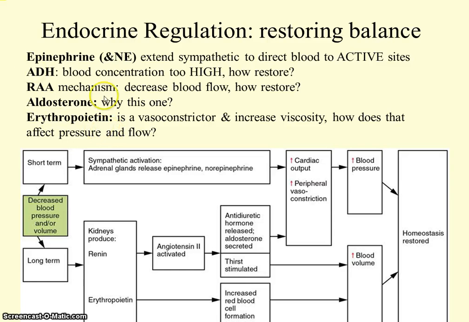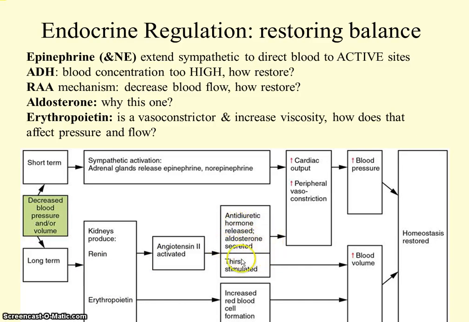All right? So here we look at, again, the short-term, long-term decrease in blood pressure or volume. So here's our problem. Here's what we're going to do immediately: adrenal glands with epinephrine, norepinephrine, sympathetic, increase that cardiac output because we decreased pressure and we need to bring it back up. As you see here, increase vasoconstriction, so increase resistance, increase pressure. Long term, we have hormones to do that. Renin leads to angiotensin II, which then leads to antidiuretic hormone and aldosterone as well.